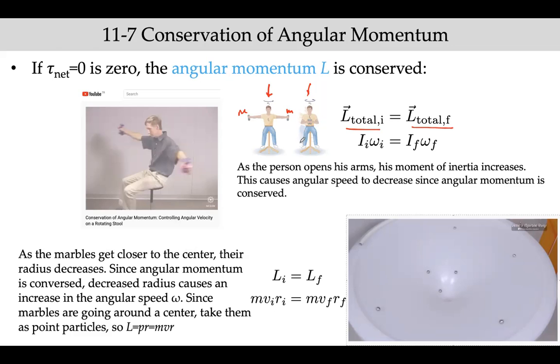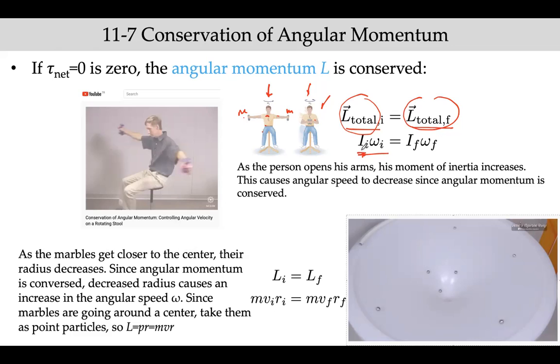Now, if the masses are further away from the person, like in the first case, then the whole object, the person and the masses, will have a different moment of inertia than in this case. So the moment of inertia changes. As he opens his arms, the masses go out, so the moment of inertia changes. But the total angular momentum should be conserved.